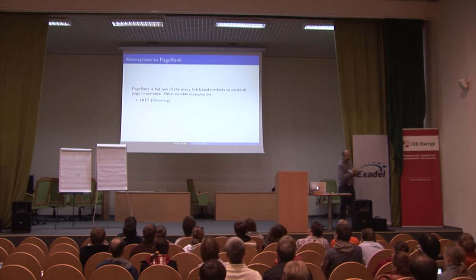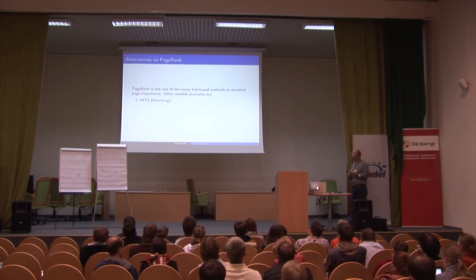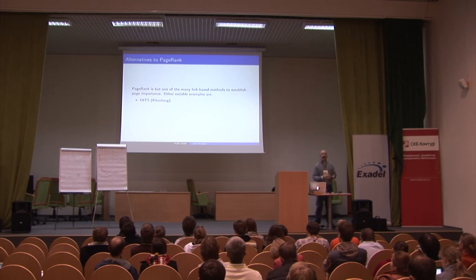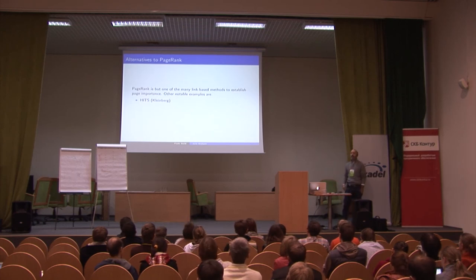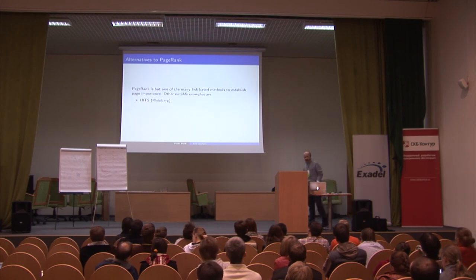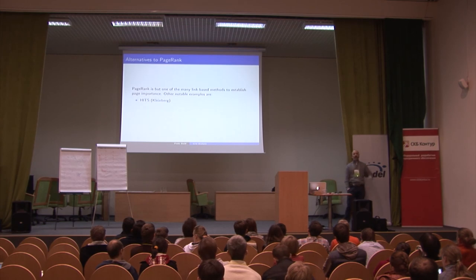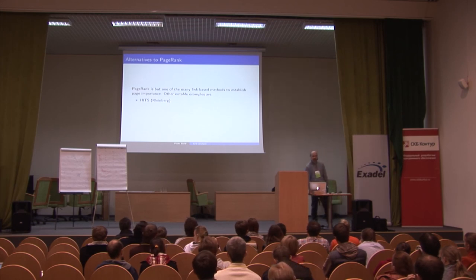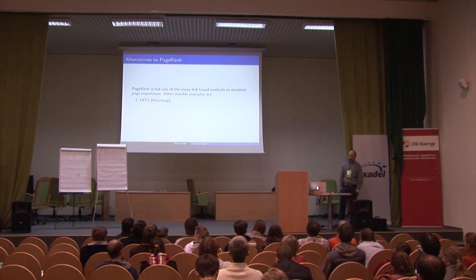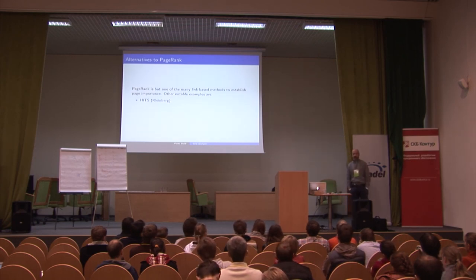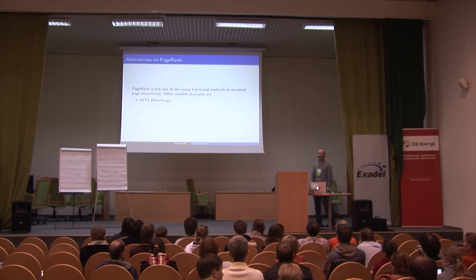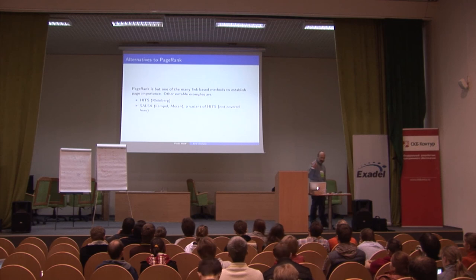Very briefly, PageRank is only one of many ranking techniques based on links. There are many others. So, in the course of time, many people suggested alternative ways to compute ranking functions that depend on links. One such example was proposed by Kleinberg more or less at the same time as PageRank, so 98, 99, and it was called HITS. Actually, it was much less fortunate than Google, than PageRank, probably because Kleinberg didn't create Google. But HITS is interesting. And there are many others.